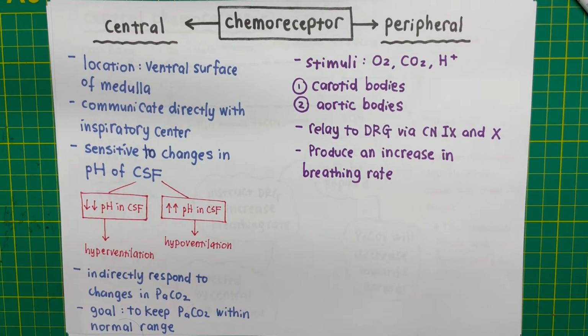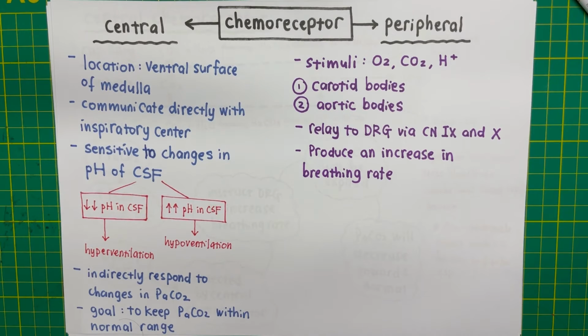Okay, next we move on to chemoreceptors. We have central and peripheral chemoreceptors. Central chemoreceptors are located at the ventral aspect of the medulla oblongata. They communicate directly with the DRG, and they are very sensitive to changes in pH of CSF.